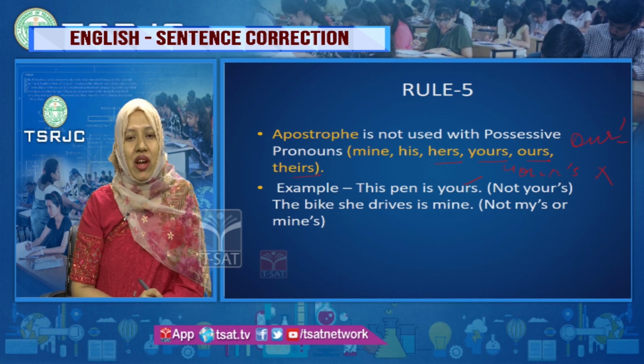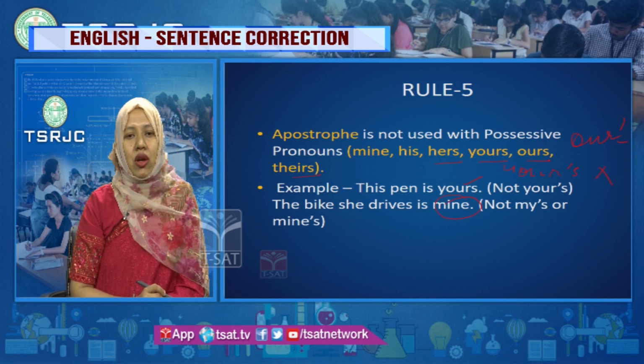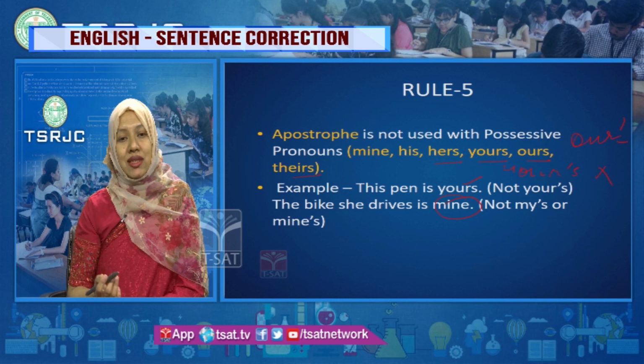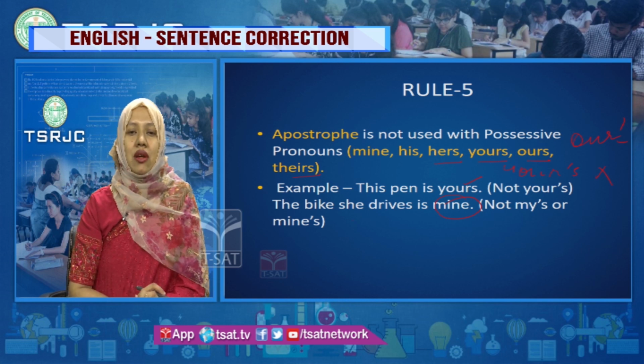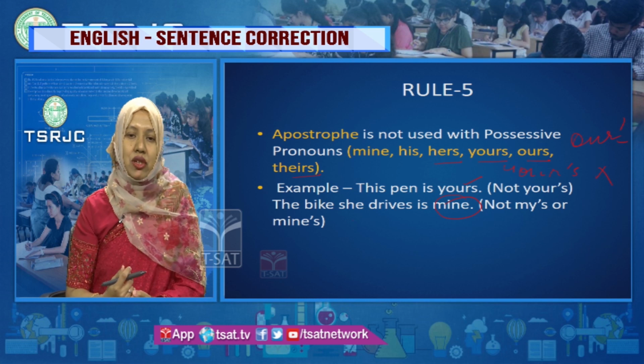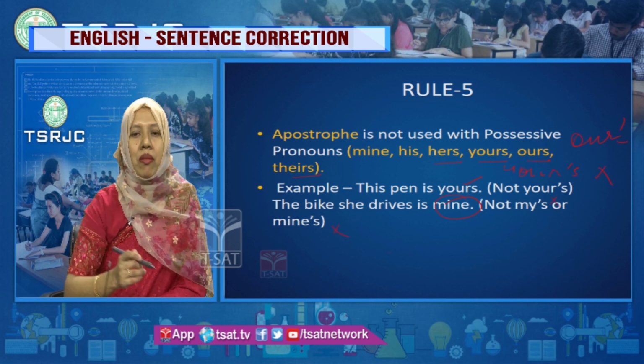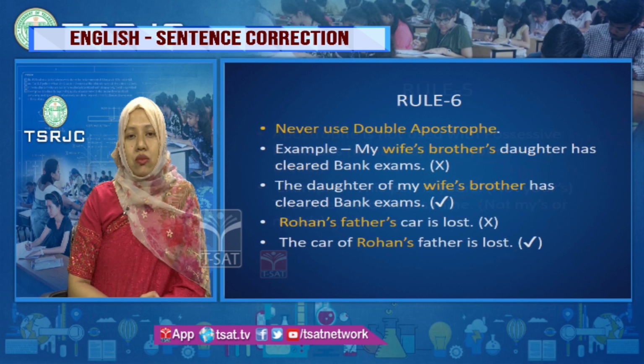The bike she drives is mine. Here you are referring to mine. Mine is the possessive pronoun. So here you cannot say mice or mines. Most native speakers make this mistake by saying it is mines, which is wrong. Never use mines or mice. It is mine. Now let us look at the next rule.